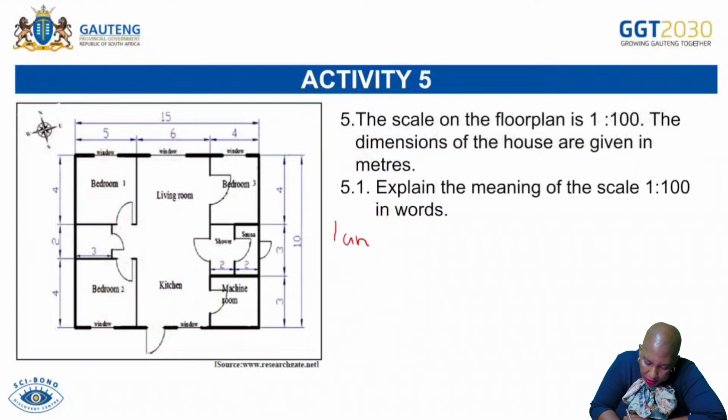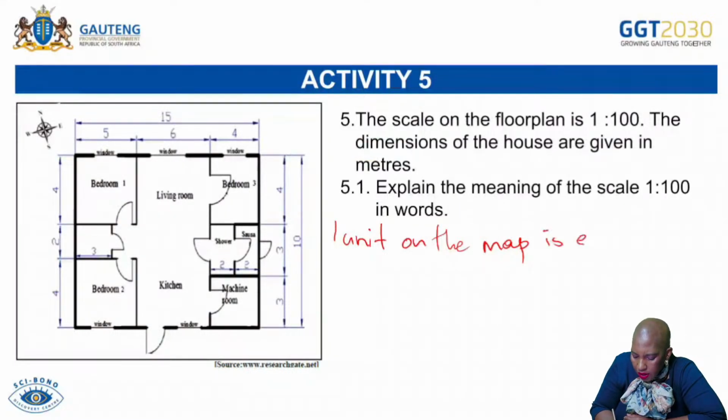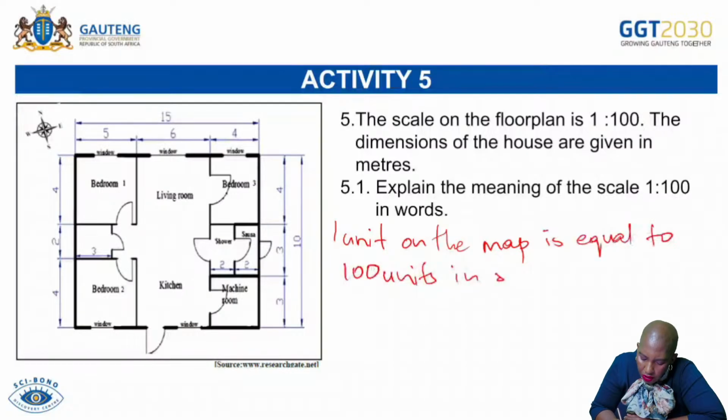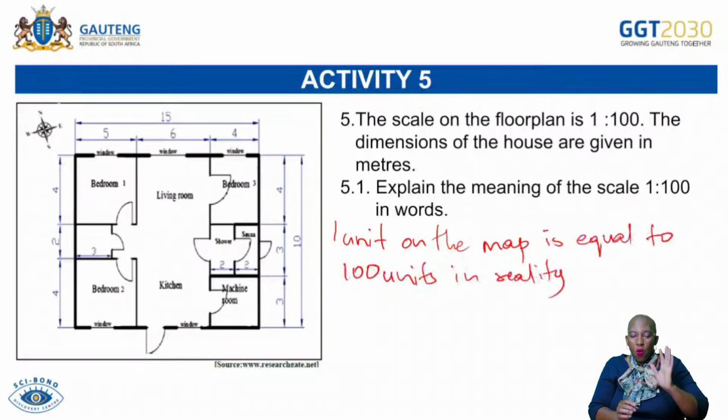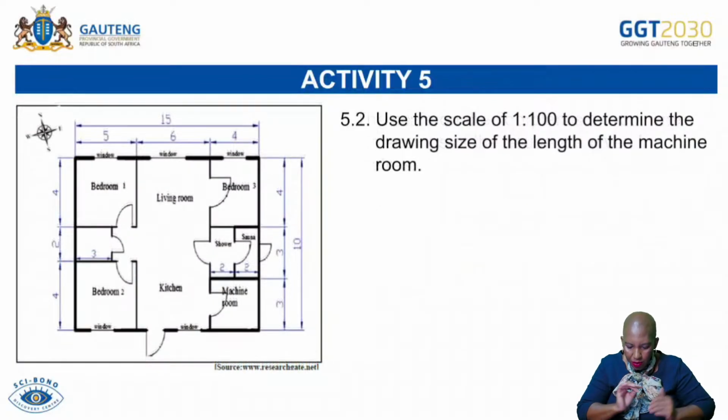1 unit on the map is equal to 100 units in reality. So meaning 1 unit on the map is equal to 100 units in reality. We have explained the scale.